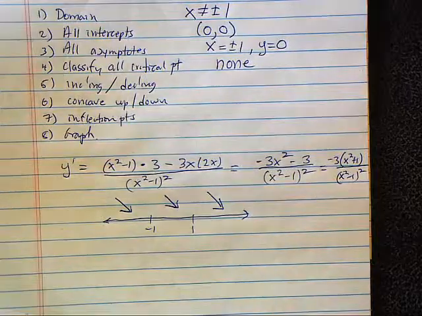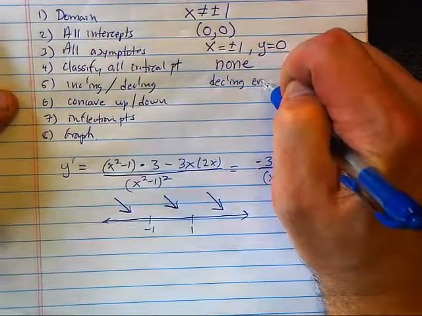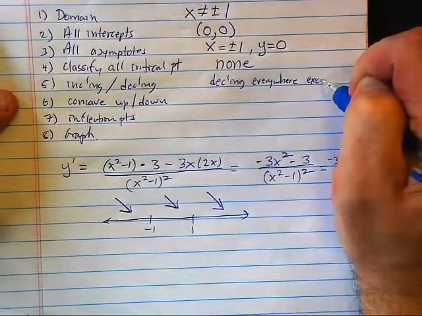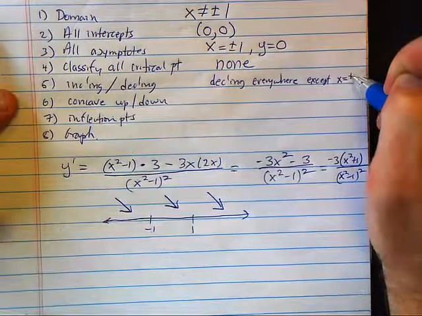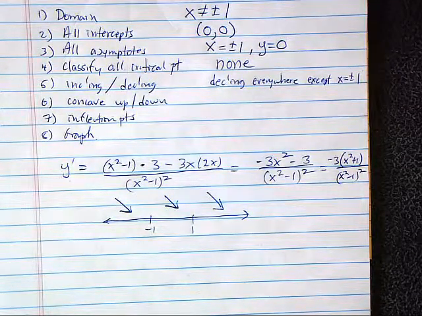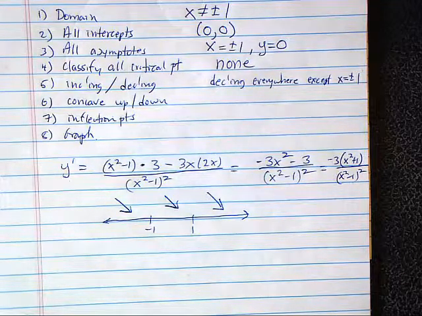Except 1 and -1. Decreasing everywhere except x equals plus or minus 1. That's where the asymptotes live. All right, we're almost done. Concave up, concave down.